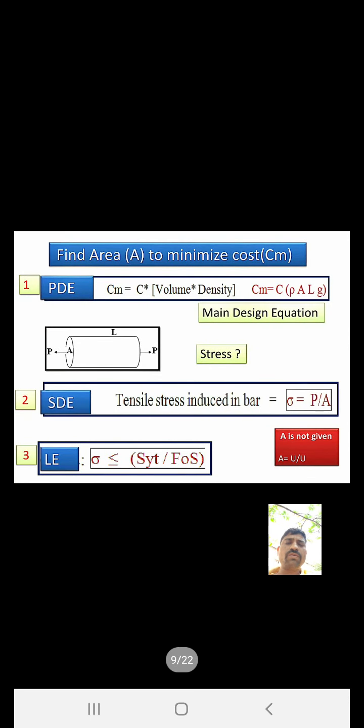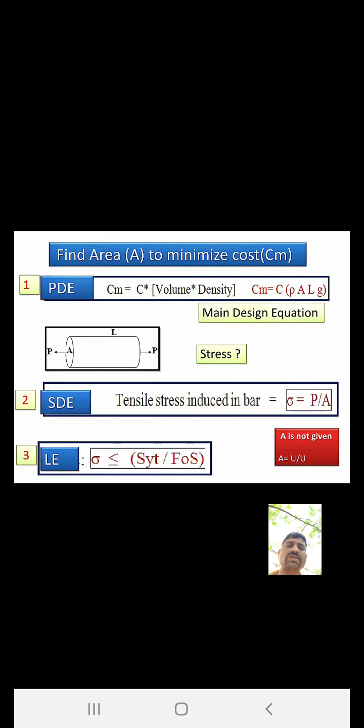Okay, then we want to find out the area to minimize the cost. How to calculate that area? We have seen three equations: primary design equation, secondary design equation and limiting equation, those three equations. Okay, Cm is equal to C into volume into density. Volume into density means C into cost into rho into, again, volume area into length, and density is rho into G. This is the main design equation.